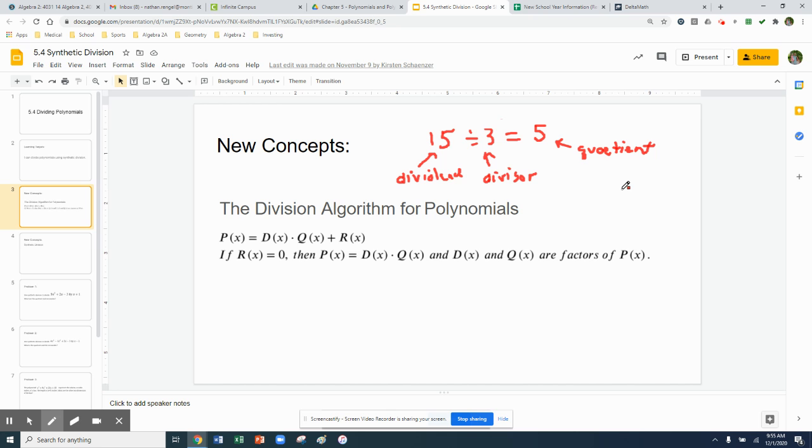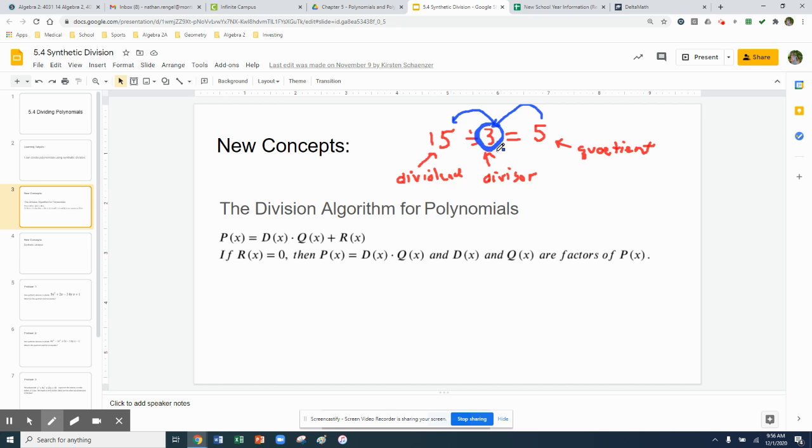Now, the division algorithm for polynomials is saying, and we've got a lot of information, that our p of x, our polynomial, is equal to your divisor times your quotient plus your remainder if possible. So what that's basically saying is if you take your quotient and multiply it by your divisor, you're going to get back to your dividend. Now what we're going to look for today is we are going to check to see if this divisor is a factor.